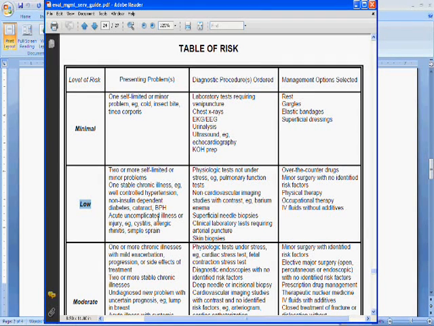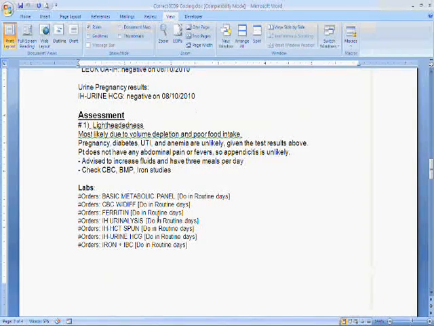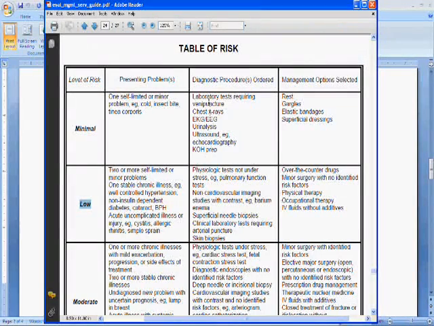The next is the diagnostic procedures ordered. For the most part, these are self-explanatory, so I'm just going to dive right into the example. We've got a whole bunch of labs. Lab tests requiring venipuncture, urinalysis, or ultrasound. All three of those are legit. So according to the diagnostic procedures ordered, it's actually minimal risk. But we do have low risk for the presenting problems, so we know it's not going to be minimal. It will be at the least a low risk problem.